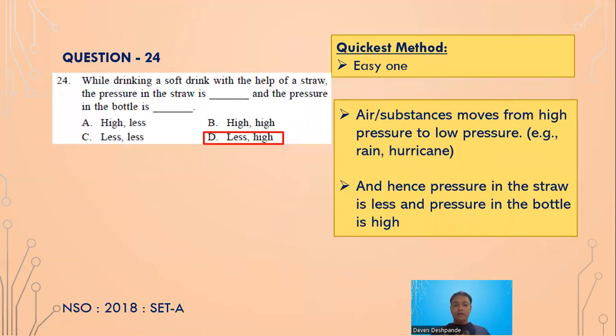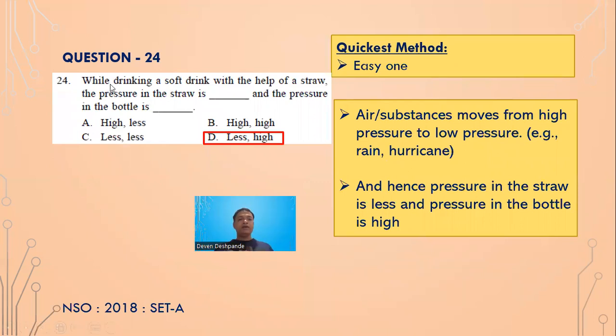Okay. Second from the last question, while drinking a soft drink with the help of a straw, the pressure in the straw is less, isn't it? You're sucking, so the pressure in the straw is less and the pressure in the bottle is high, isn't it? Pressure in the bottle is high. So normally air or substances move from high pressure to the lower pressure, like rain or hurricane. Rain, because if there is low pressure in some areas, the clouds will immediately go to the low pressure areas and they will form rains there.